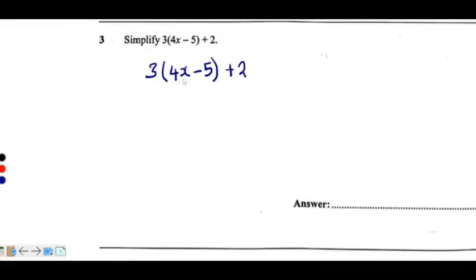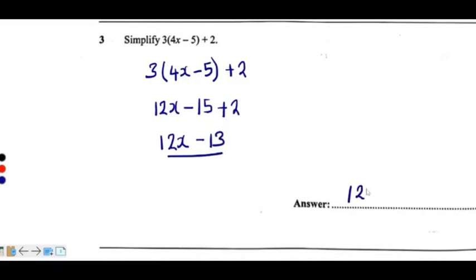So 3 times 4x, this will give us what? 12x minus 3 times 5, this will give us 15. So we have opened the brackets. Now there is plus 2 right here, so you write plus 2. So from here, we write 12x, this is the only term with a variable. Then you have negative 15 plus 2. So negative 15 plus 2, this will give us negative what? 13. So this is our answer. We have 12x minus 13.